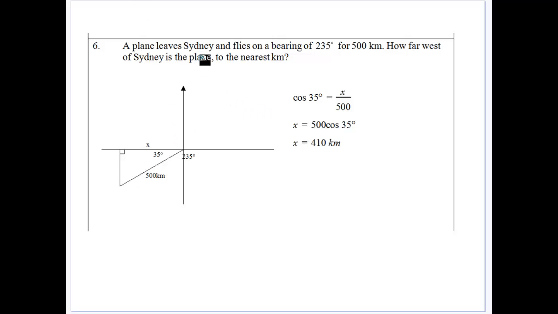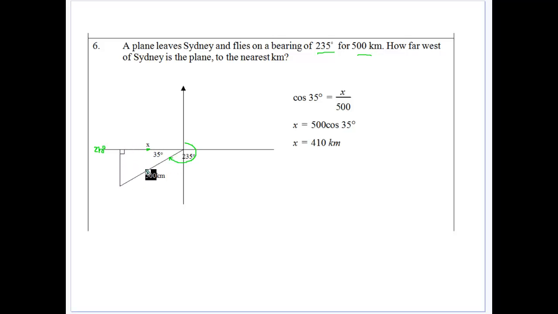This time we've got a plane that leaves Sydney and flies on a bearing of 235 degrees for 500 kilometers. Well, 235 would be around 90, 180, and then 235 there is that angle. There's 35 degrees away from the 270 degree marker there, and it travels for 500 kilometers. How far west of Sydney is the plane? So how far west would be where the x is there on that side.